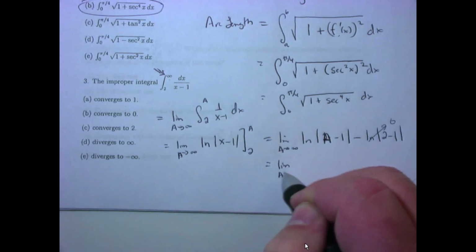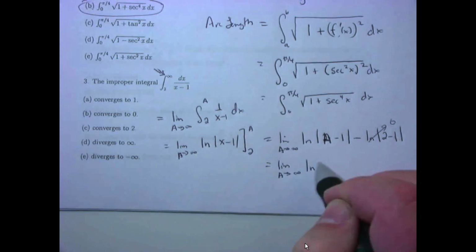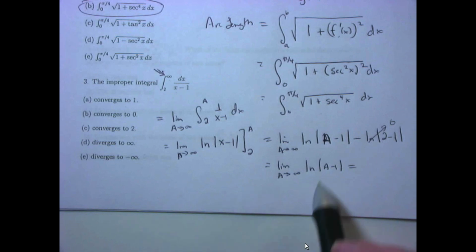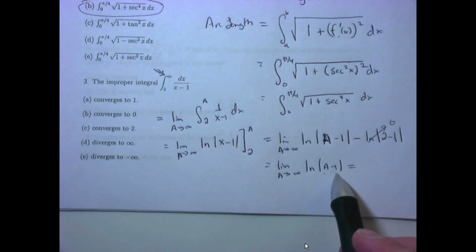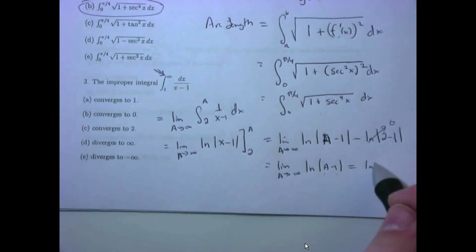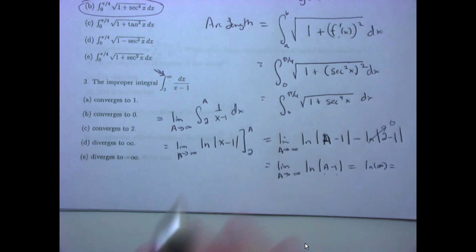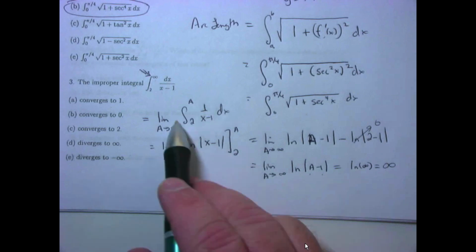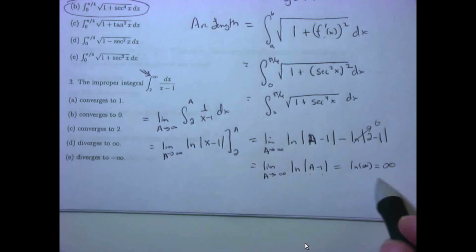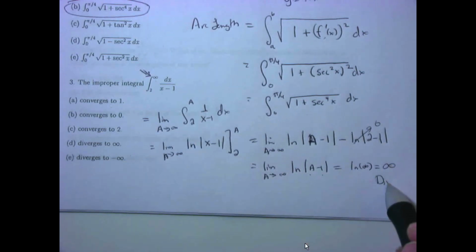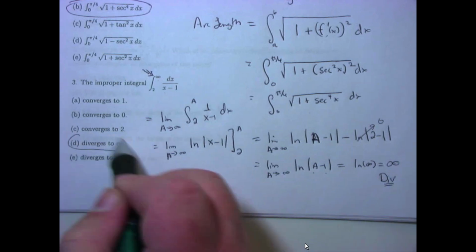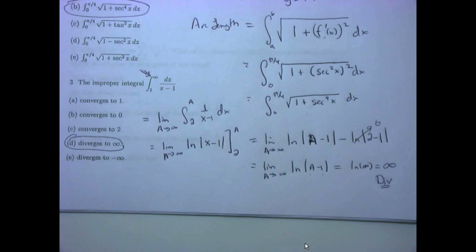So this is equal to the limit as a approaches infinity of the natural log of the absolute value of a minus 1. Plug in your infinity. Infinity minus 1 is infinity. So I get pretty much the natural log of infinity. What is the definition of the natural log of infinity? That is infinity. So my integral, when I integrate it, I got infinity, which tells me it does what? Diverges. In this case, diverges is going off to infinity. So my answer is D, diverges to infinity.